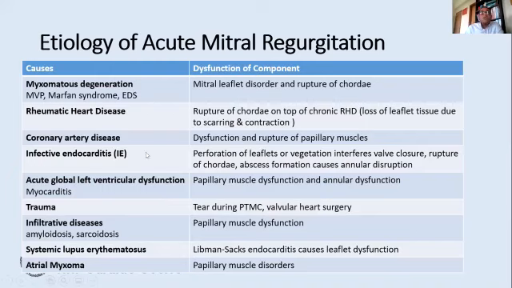These are the most common causes of acute mitral regurgitation: myxomatous degeneration, rheumatic heart disease, coronary artery disease, infective endocarditis, and acute global left ventricular dysfunction due to myocarditis. Trauma, tear during PTMC or valve heart surgery, infiltrative diseases, systemic lupus erythematosus, and atrial myxoma are the rare causes of acute mitral regurgitation.